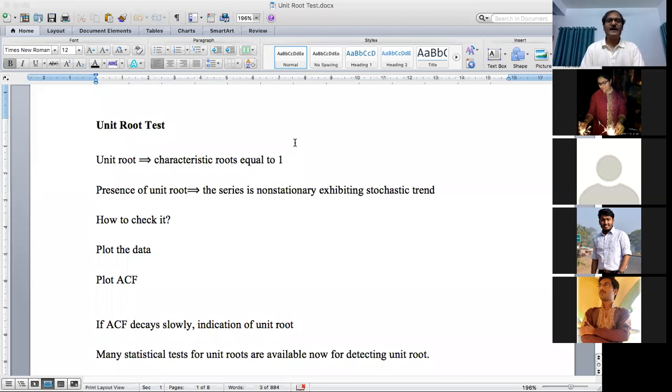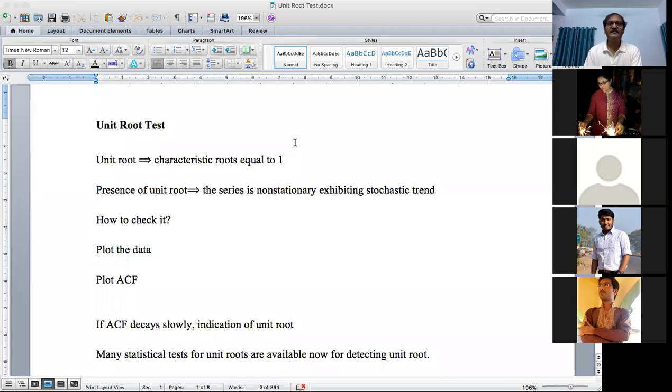Now, in the autoregressive part, if the value of the roots is equal to 1, then the series will be non-stationary with unit root, or in other words, the series will contain the stochastic trend. We have discussed all these things in our last class. Now today, our main task is how to locate the presence of unit root in a series. In other words, how to identify whether a series we have is non-stationary with stochastic trend.